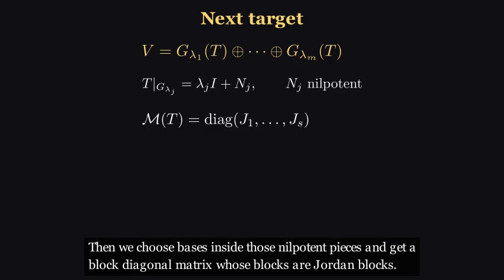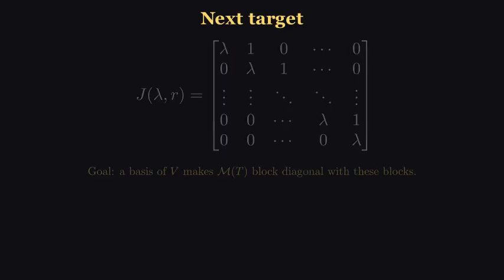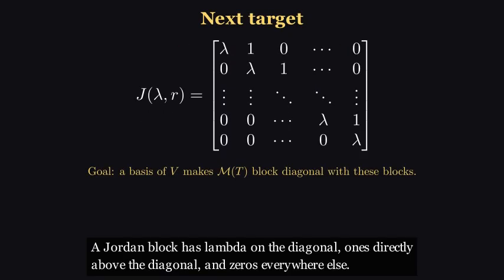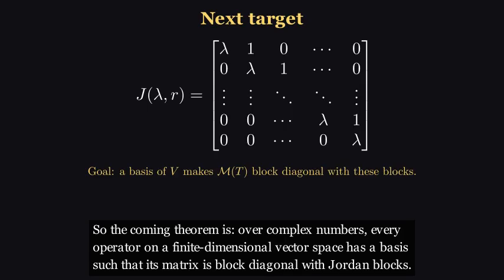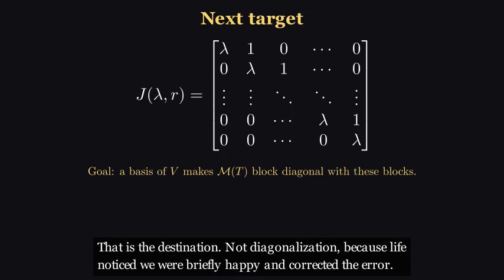Then we choose bases inside those nilpotent pieces and get a block diagonal matrix whose blocks are Jordan blocks. A Jordan block has lambda on the diagonal, ones directly above the diagonal, and zeros everywhere else. So the coming theorem is, over complex numbers, every operator on a finite-dimensional vector space has a basis such that its matrix is block diagonal with Jordan blocks. That is the destination, not diagonalization. Because life noticed we were briefly happy and corrected the error.